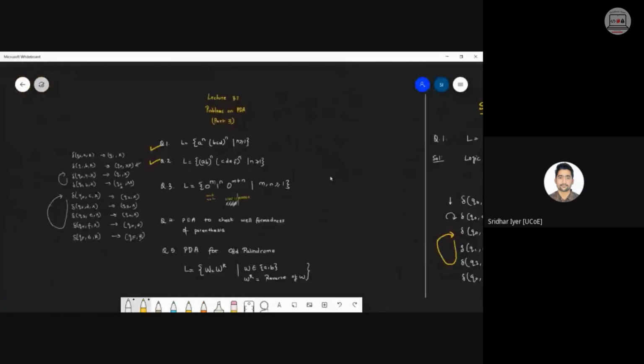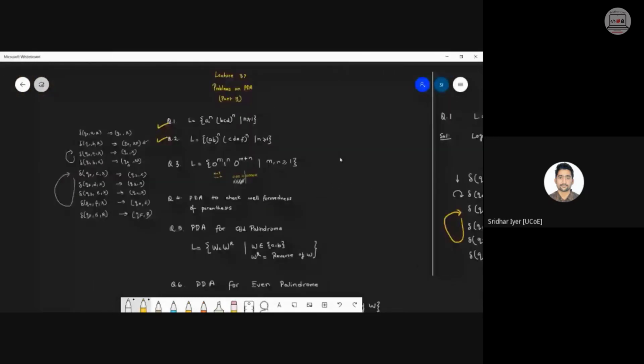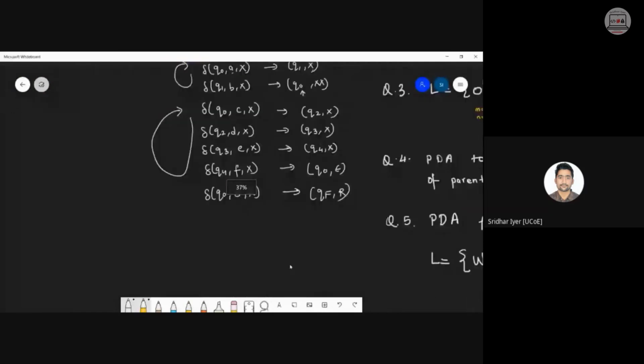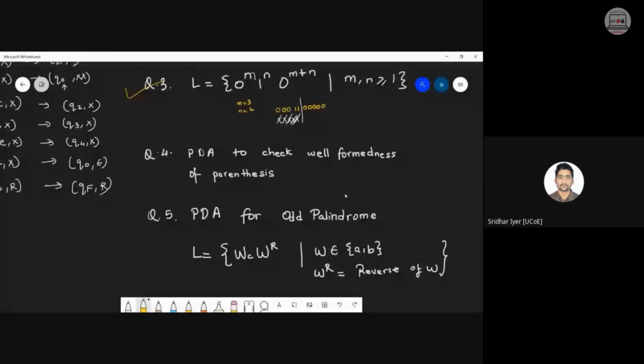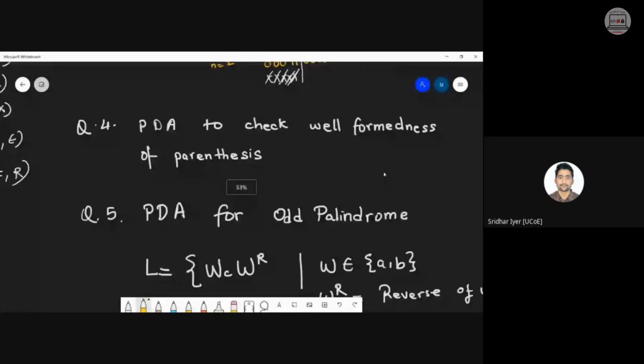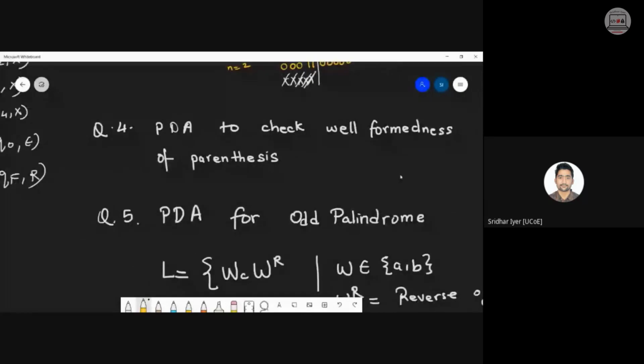Okay, so let's focus on the fourth problem. Now this is slightly different. The fourth one is all about checking the well-formedness of parentheses. Now what do you mean by a well-formed parenthesis? Any idea?